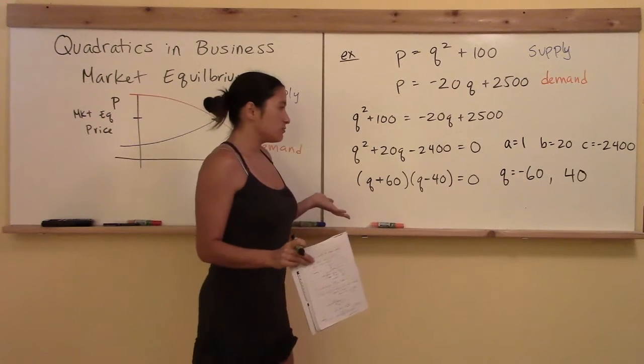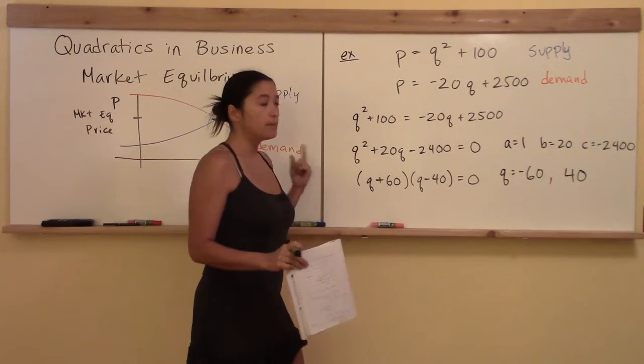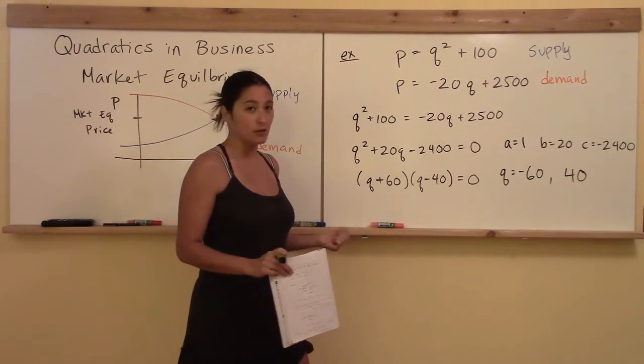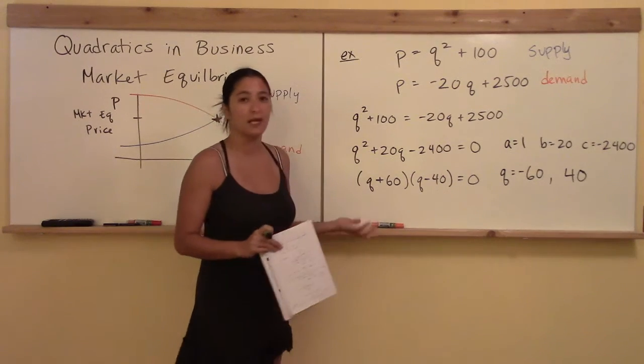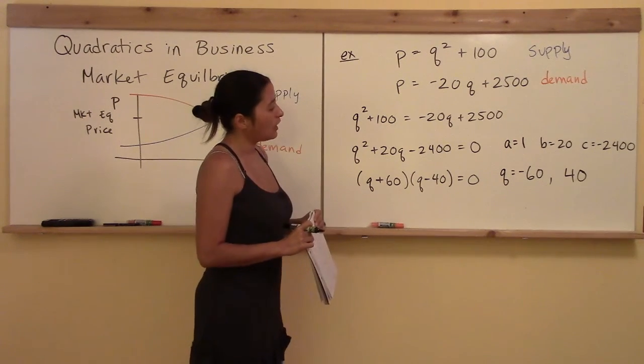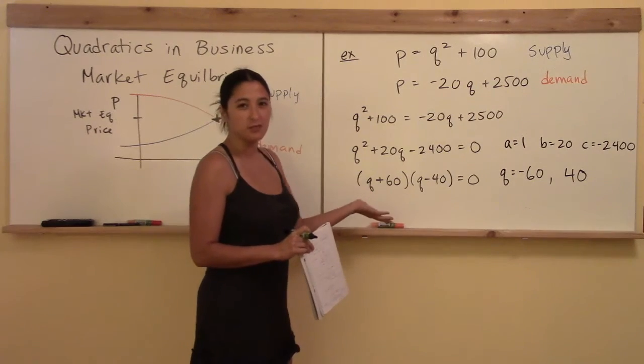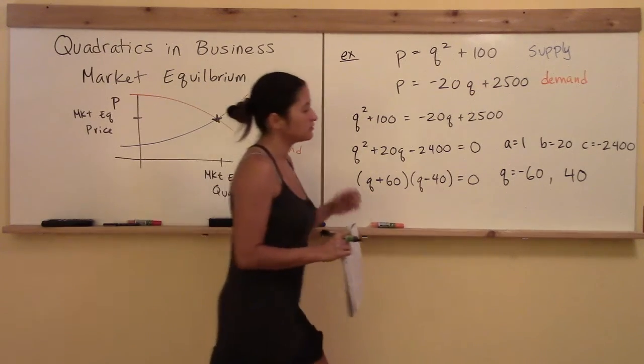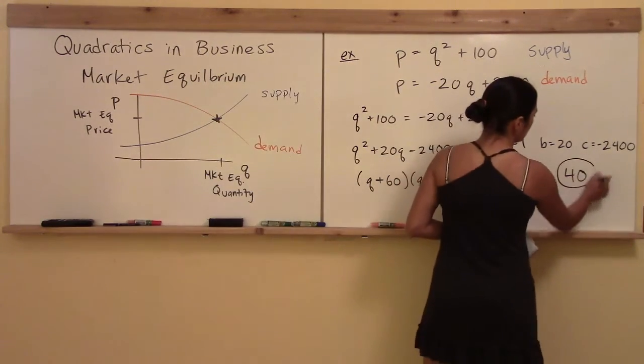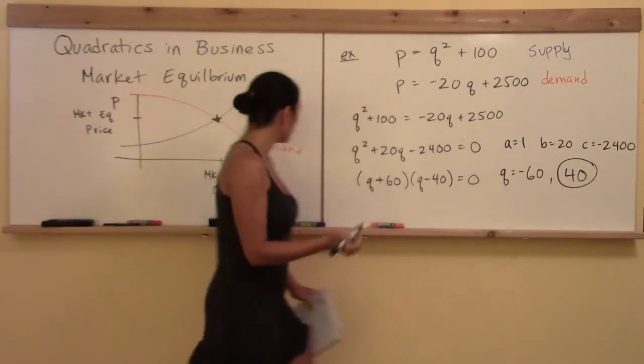Can I just answer as both of them? Keep in mind domains and context. That's why we learned that about functions. Where's the domain of this type of function? So the quantity would have to be greater or equal to 0 here. Doesn't make sense to have a negative quantity. So I'm going with a quantity of 40.